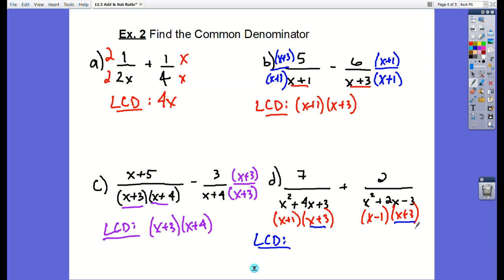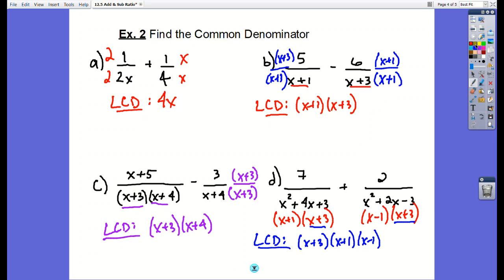Okay, so we see that x plus 3 is in both. What else? There you go. You have to have all the different factors. So x plus 3 is in both of them, but that still is a factor that has to show up. And then x plus 1 needs to be there and x minus 1.